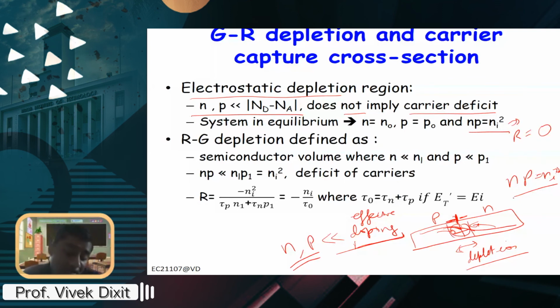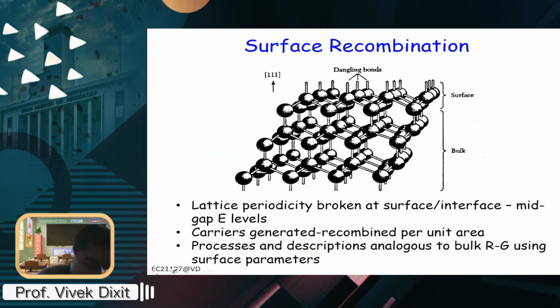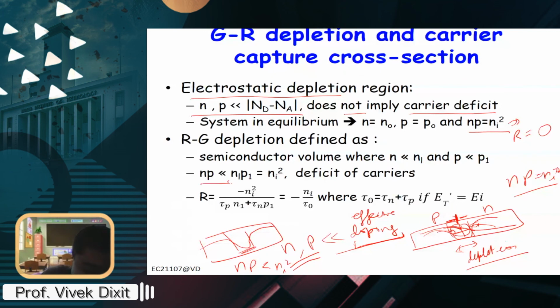Correct? Now, if you apply a reverse bias, then in the depletion region the carrier concentration really goes low, and now np is less than ni square. Right? So in this case there is a deficit of carriers because np is less than ni square. So there will be net generation, given by negative R. This is not a minus sign, this is basically just a dash. So R is minus ni square, because np is much less than ni square.